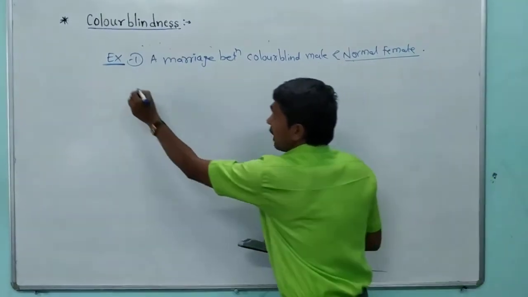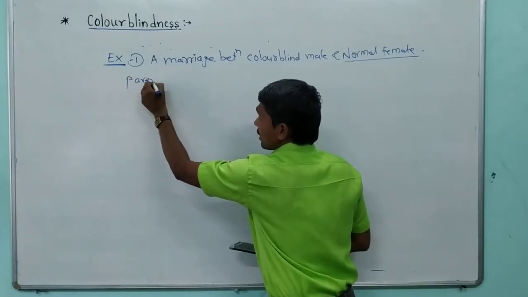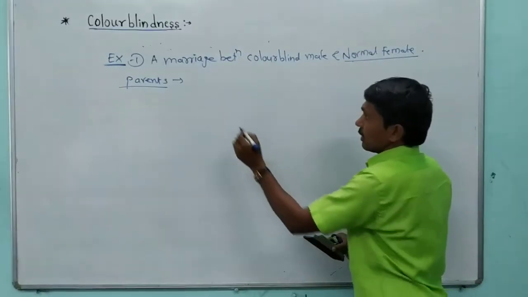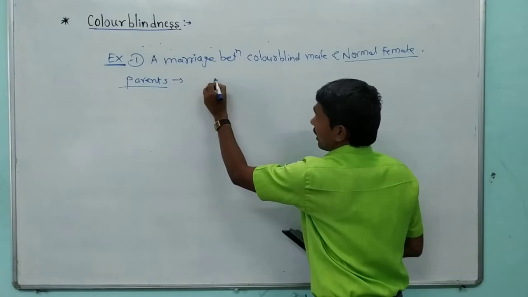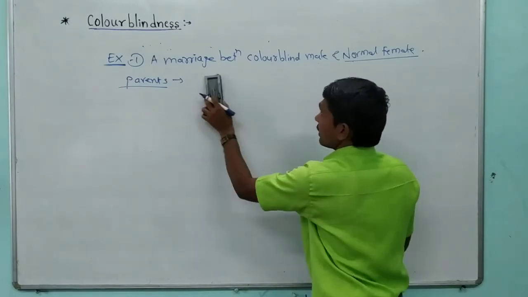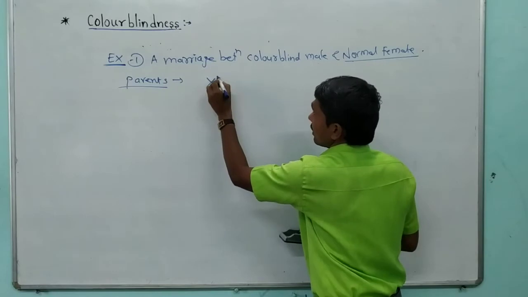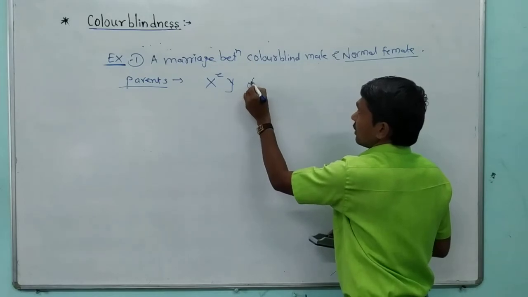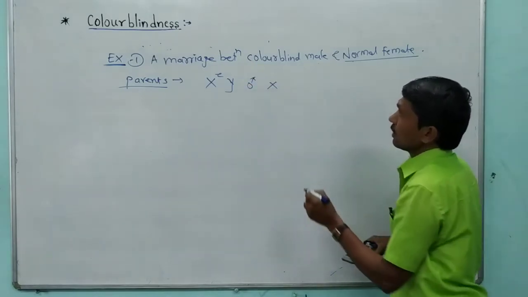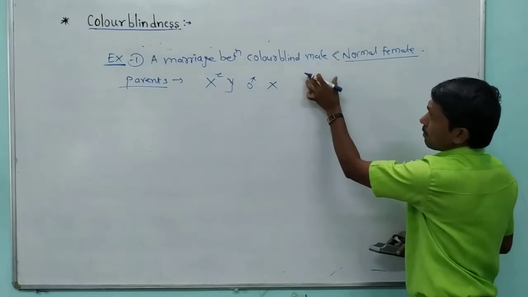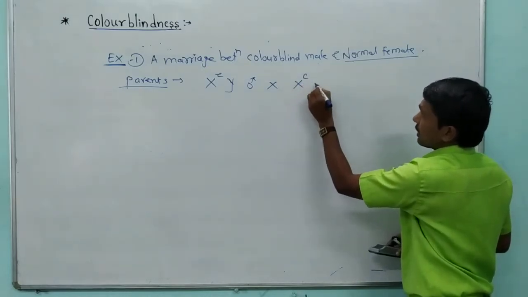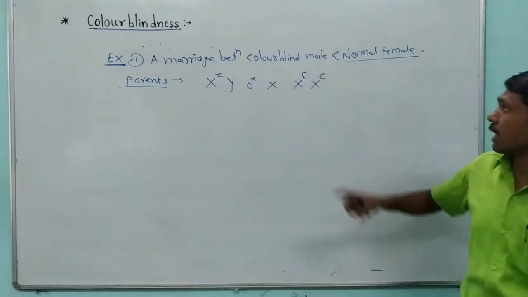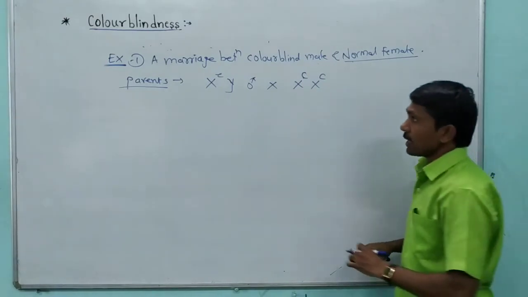So the parents, or the parental generation: the color blind male has X small c and Y, crossed with the normal female, that means X capital C X capital C. Not small c, X capital C X capital C. Okay, make their genotypes.